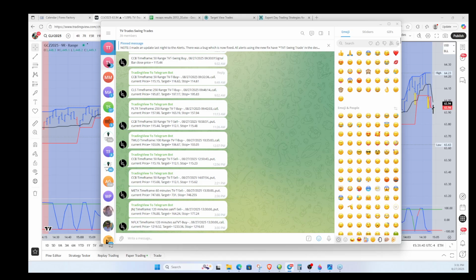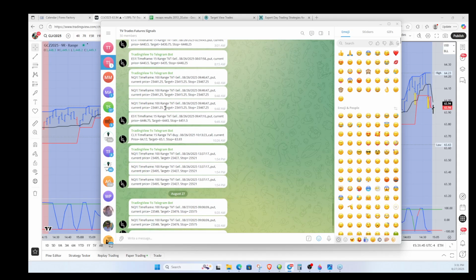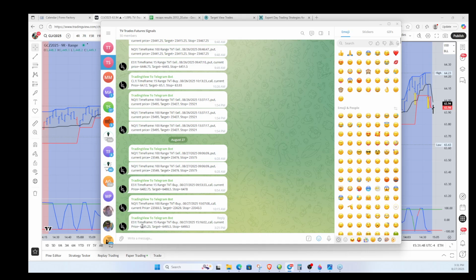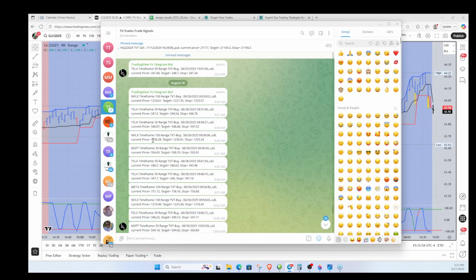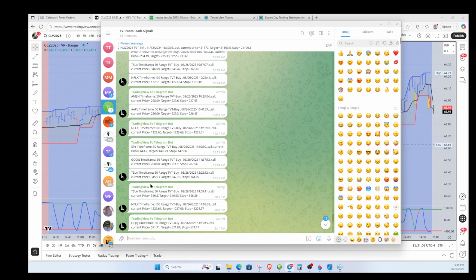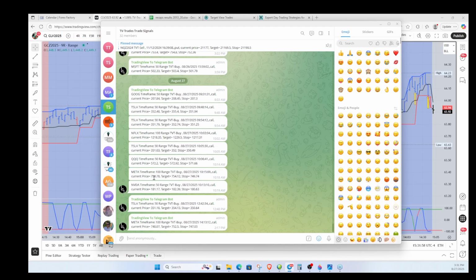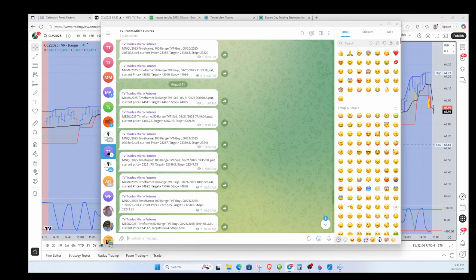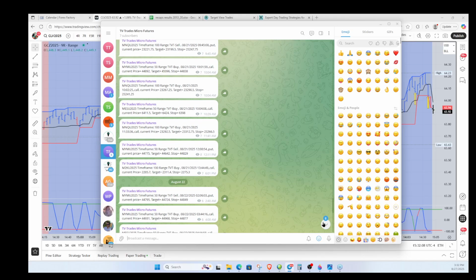Let me find that. Okay, so this right here is TV Trades futures signals, and this has got some larger time frame trades in here. And then this one right here is TV Trades trade signals, and this has got the ETFs and the equities in it. And I think there's another one, this one, right? Micro futures. This has got just micros in it.